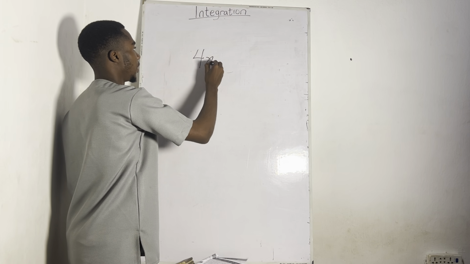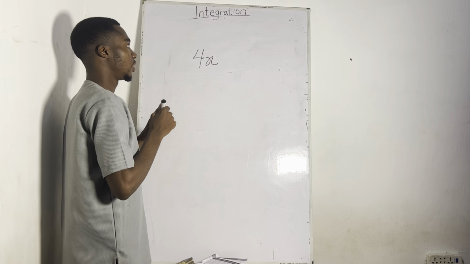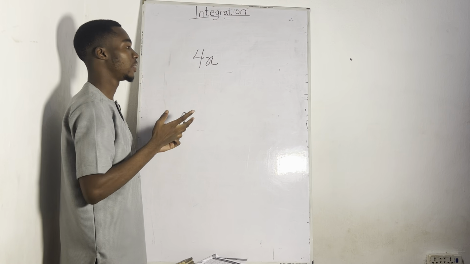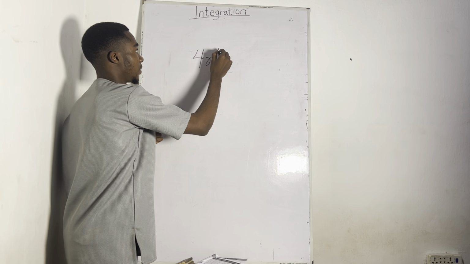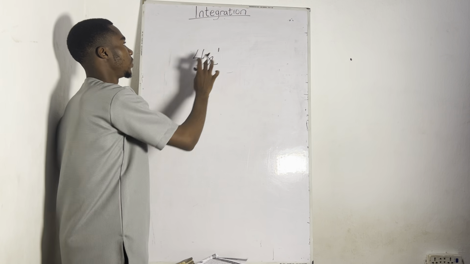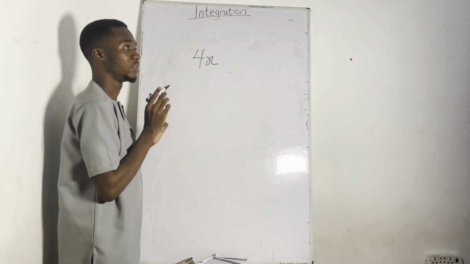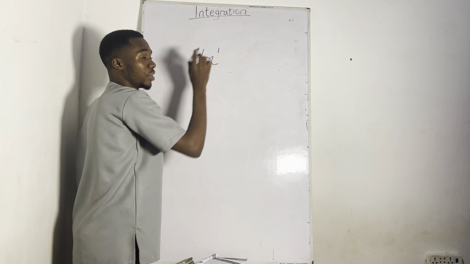Now, if you also have, let's say, 4x, this time there is no squared, you have 4x. Know that any number, if you have 4x, is the same as 4x exponent 1. You get it? This is the same as 4x exponent 1. So assuming you have only 4x and you're asked to integrate it, you assume that the 1 is already here.